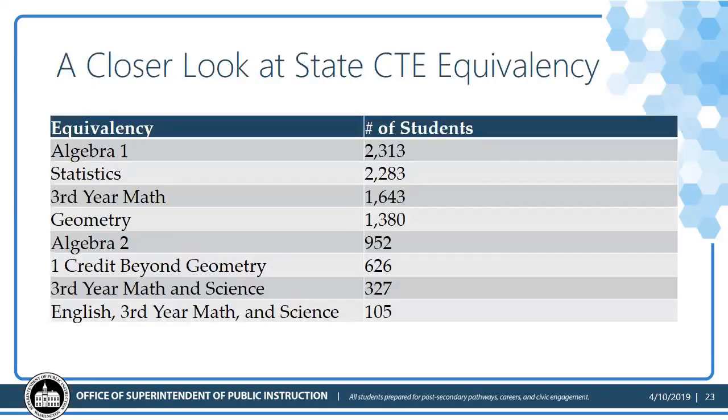Here's some other data for you. We have Algebra 1, statistics, third year math, geometry, Algebra 2, one credit beyond geometry. We have a third year math and science, and then we also have some English third year math and science. We're going to expand into multiple content areas, especially English language arts. We're going to see a lot of our communications courses through the agriculture pathway. You're also going to see some through the STEM pathway. You're going to see a climate science technology course. You're going to see a robotics course. You're going to see lots. It's going to be a busy year.